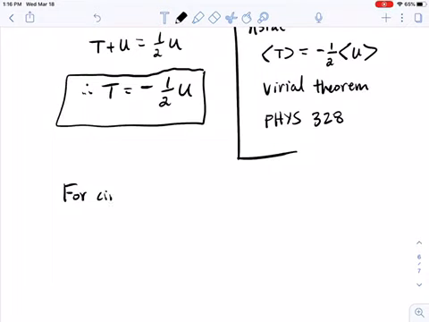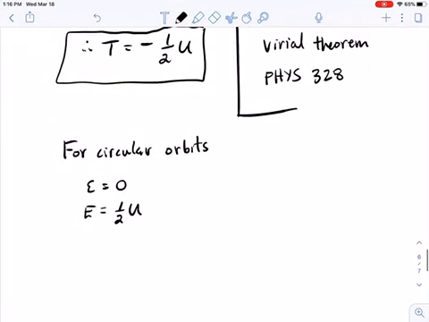for circular orbits is the following. The eccentricity is 0. We require the energy to be 1/2 of the potential energy, which means that the kinetic energy is minus 1/2 of the potential energy. Kinetic energy is positive, of course. This just means that the potential energy is a negative quantity. So we have minus a negative potential energy gives us a positive kinetic energy. It also means that our total energy is less than 0. So our total energy is negative.